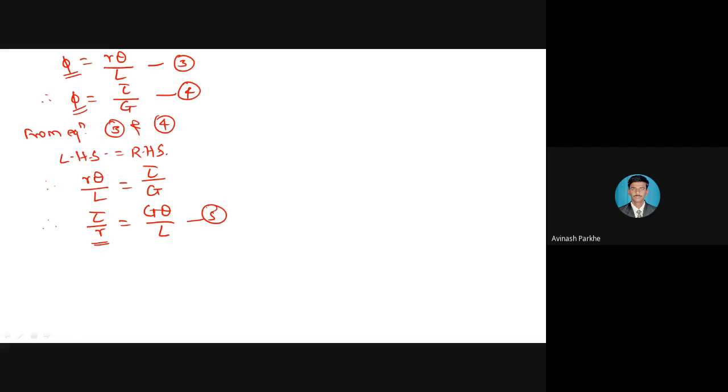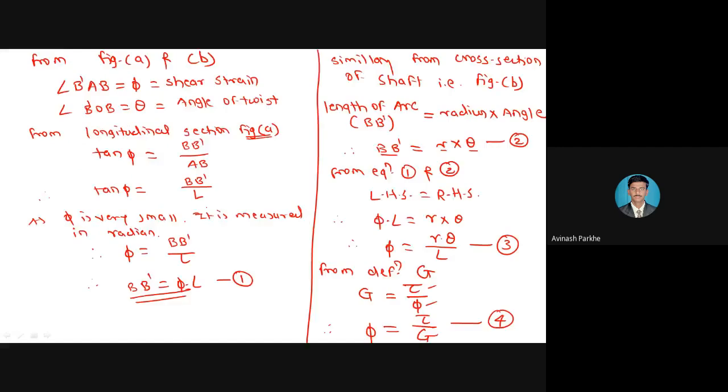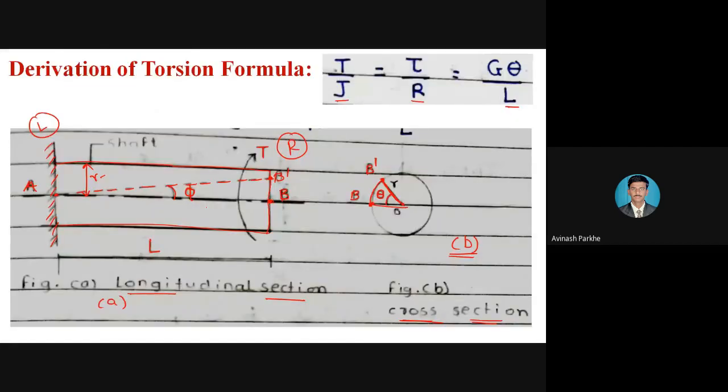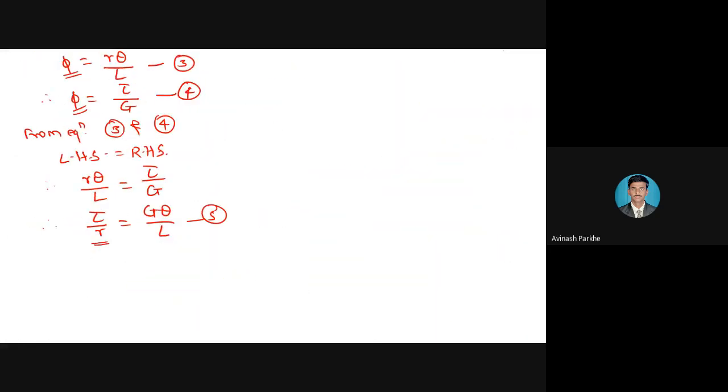What I have written is tau upon R is equal to G theta by L. So tau upon R is equal to G theta by L. That means one term we have, the torsion formula. Please see the torsion formula: tau upon R is equal to G theta by L. So this is the torsion formula. That means one term we have derived from figure A and figure B.